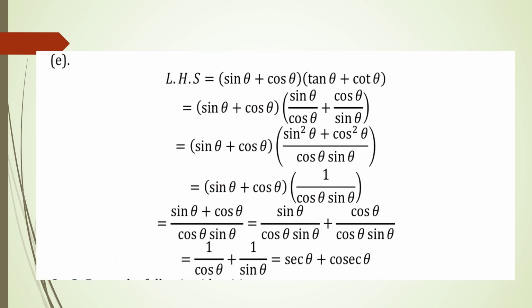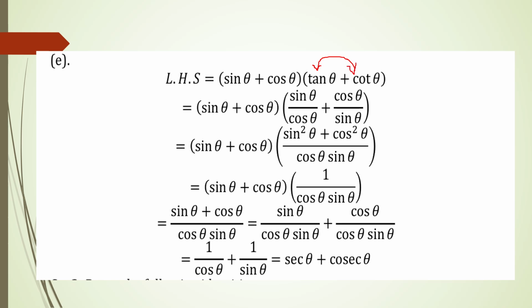So for part E, we are going to basically repeat the same procedure. Since here we have a bracket of sin theta plus cos theta on our left hand side being multiplied with tan theta cot theta, we have expressions that are not in terms of sin and cos. So we start by simplifying that bracket.